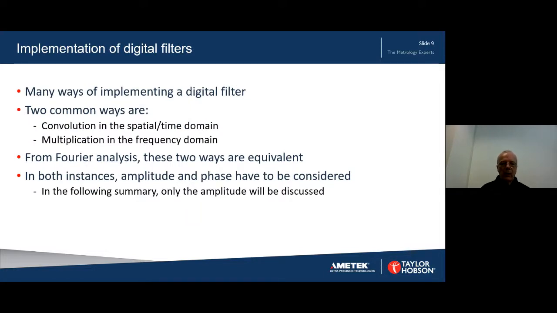In this section of the presentation, we're going to look at the basics of how digital filters can be implemented. Whilst there are more than two ways of implementing a digital filter, two common ways of implementing a digital linear filter are through convolution in the time domain or through multiplication in the frequency domain. These two methods are equivalent. When looking at filter functions, it's important to bear in mind that the filter often affects both the magnitude and phase of the signal components. However, to simplify the discussion for this webinar, we shall only consider the amplitude.